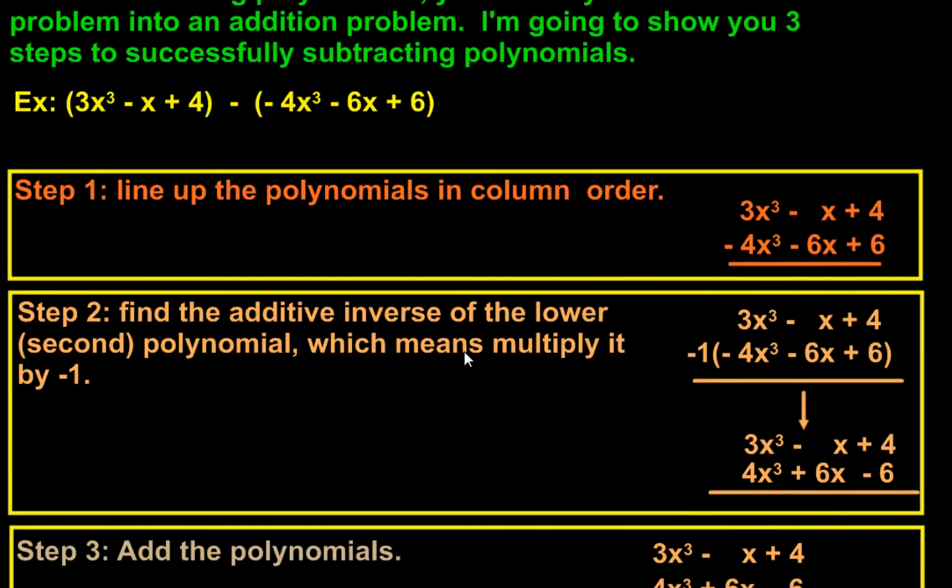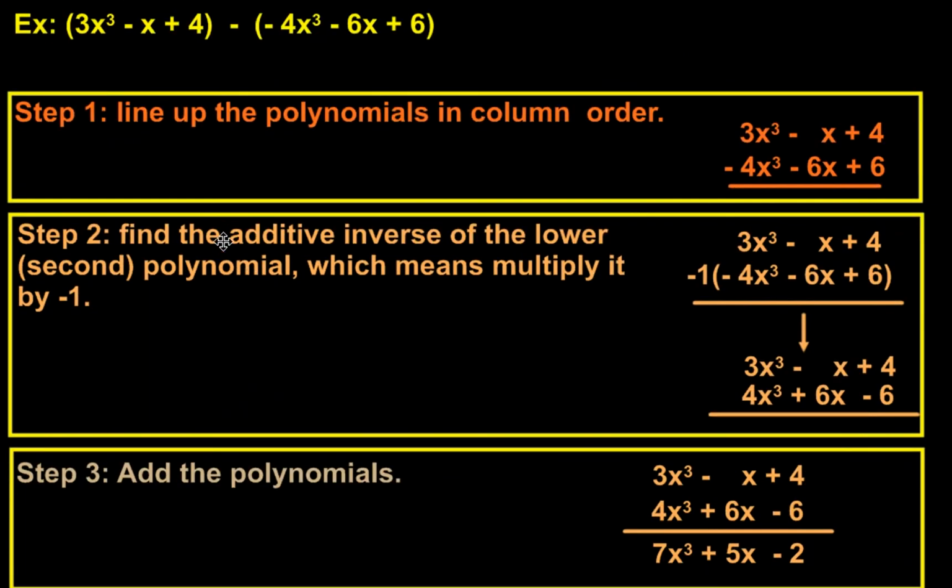Once you've done that, you can move on to step 2, which is you have to find the additive inverse of the lower, if you're stacking it, or second, if you're leaving it in a line, polynomial, which means you're basically going to multiply the entire thing by negative 1. So in this original example, I'm going to change the signs of everything in here by multiplying it by negative 1, and that's going to give me positive 4x to the third power plus 6x minus 6. The numbers didn't change, the variables didn't change, the exponents didn't change. The signs are the only things that changed.